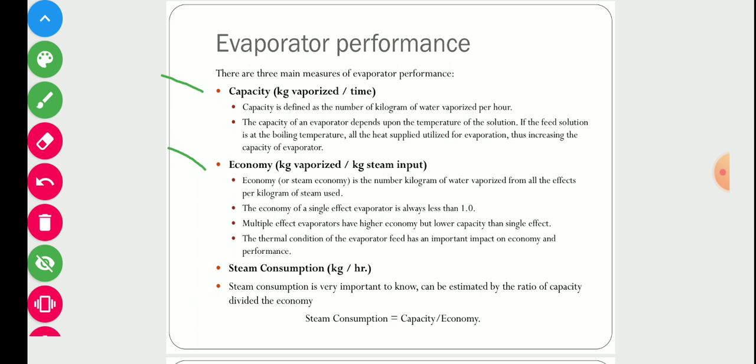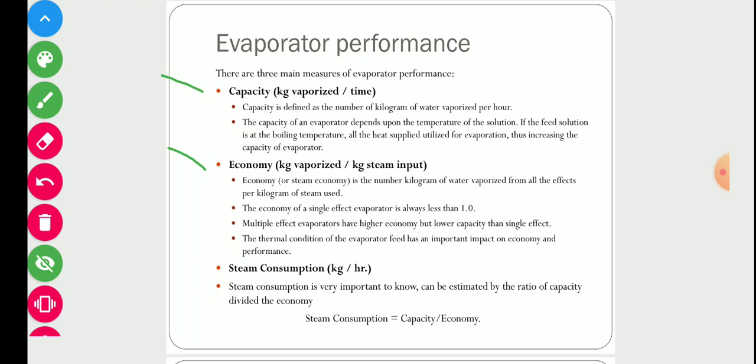The thermal condition of the evaporator feed has an important impact on economy and performance. As I told you, we can have three types of feed. One is feed at its boiling temperature, another one is subcooled feed, or we can say below its boiling temperature, and the third one is superheated feed. So the economy will change depending on the type of feed we have.